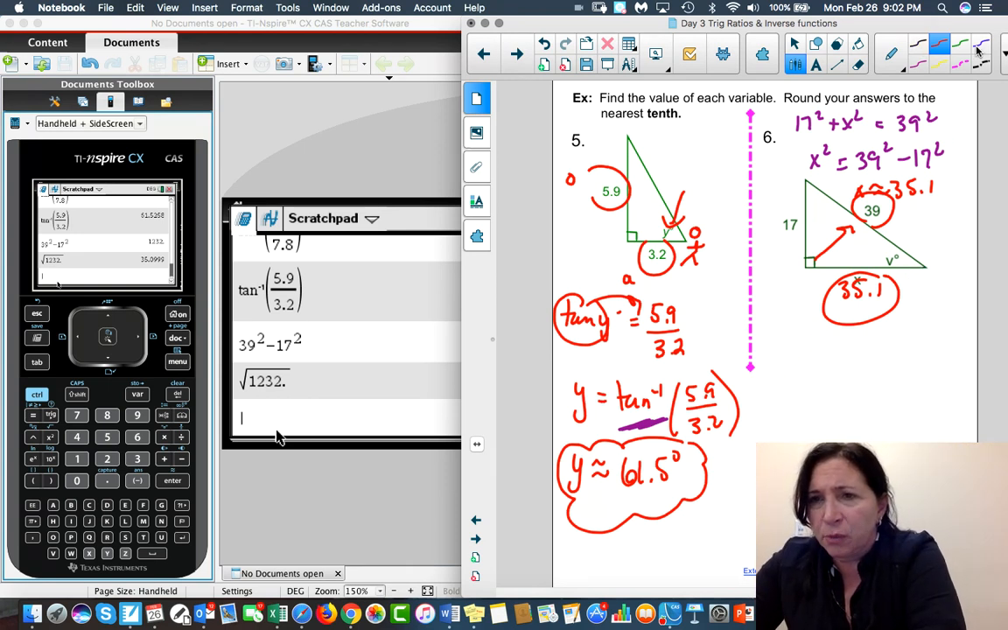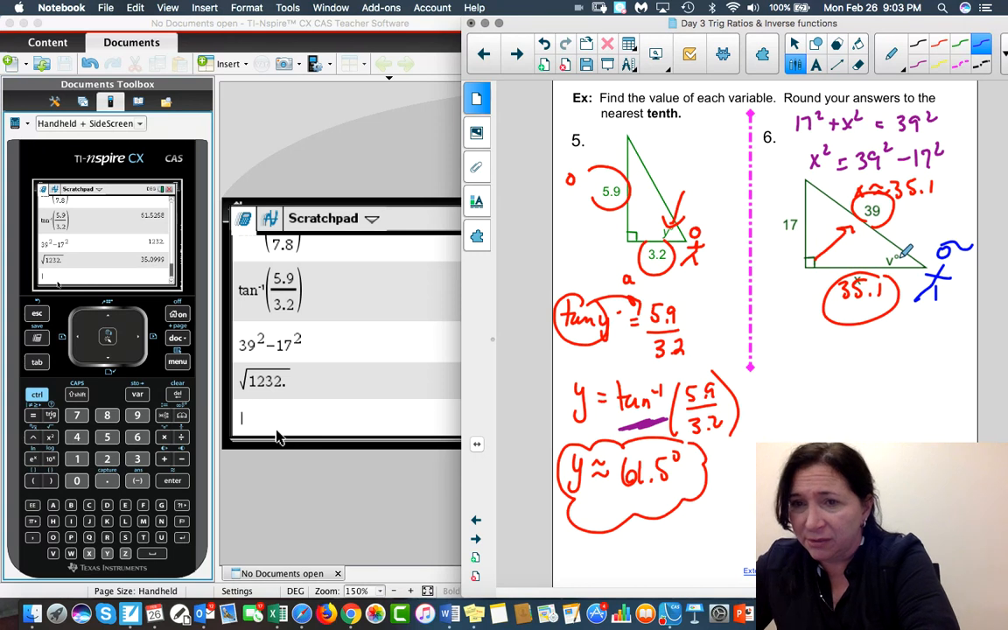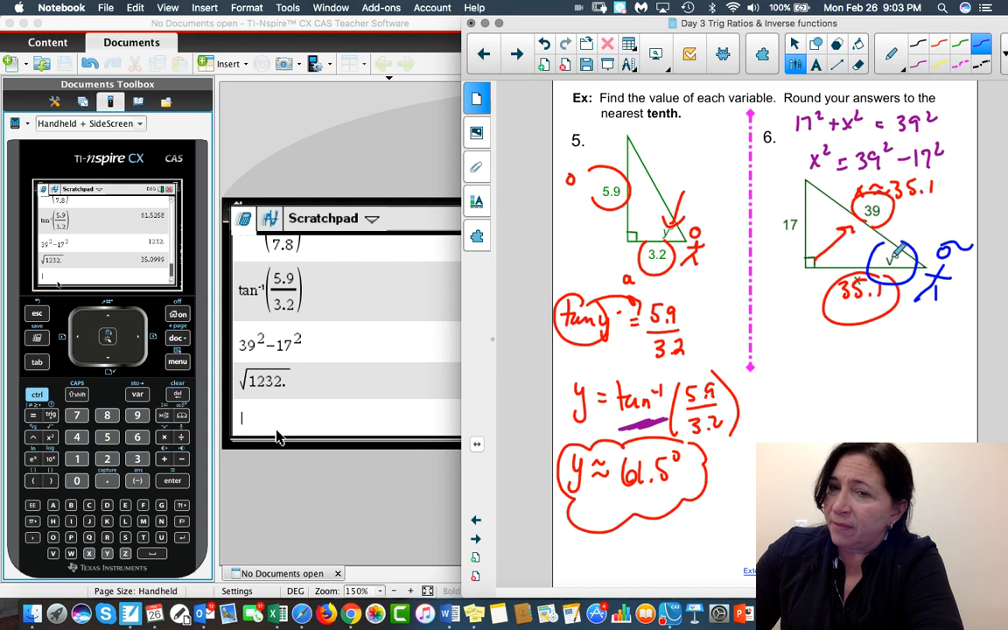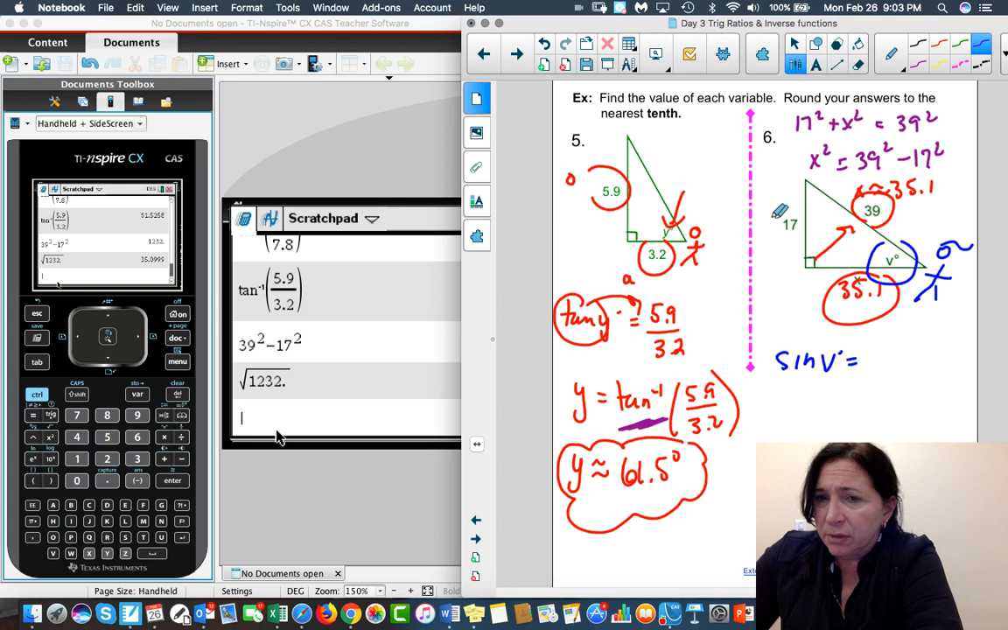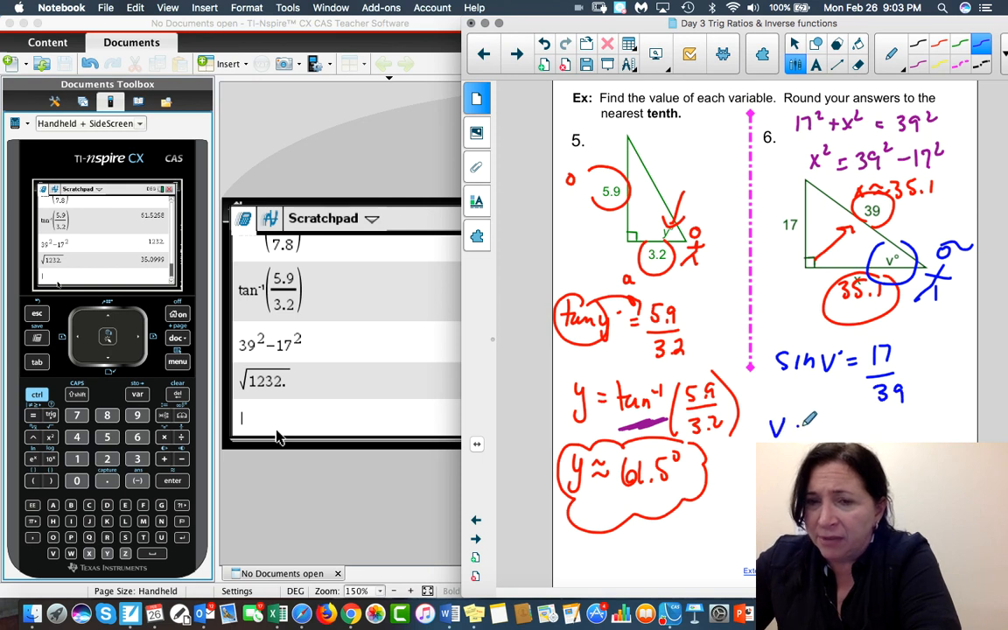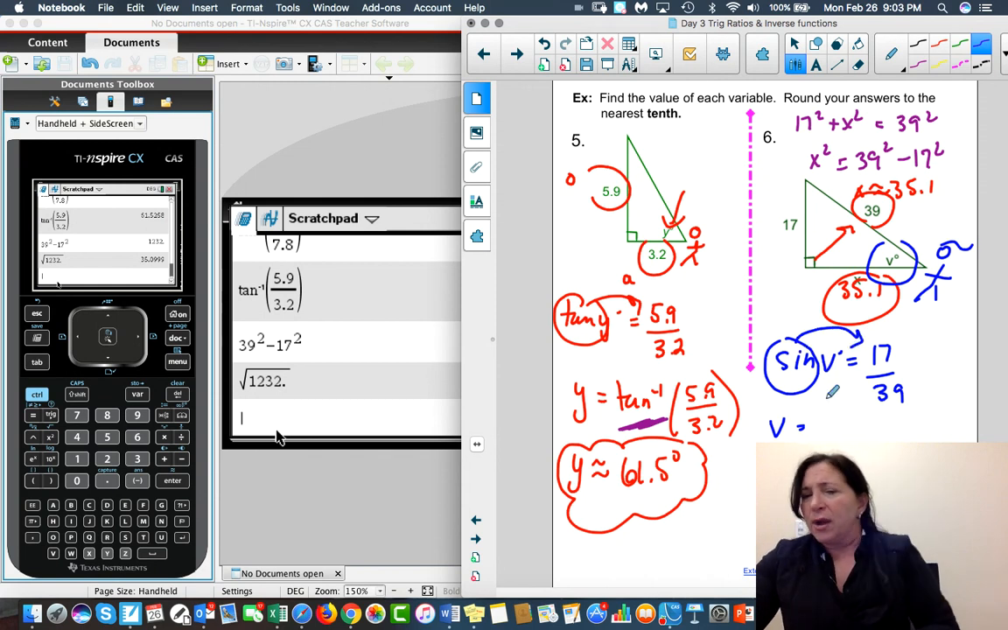So you just have to decide what do you want to do. You put yourself at v. You don't have to. I could be at a different angle, but since I'm trying to find v, let's do it. I like tangent, so we could go opposite over adjacent. I also like sine, so let's do sine. So sine of angle v is equal to the opposite side over the hypotenuse, which is 17 divided by 39. We're going to get v by itself, and so we're going to take sine and move it across the equal sign.